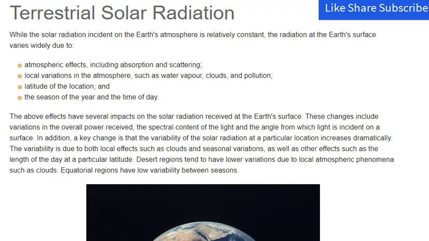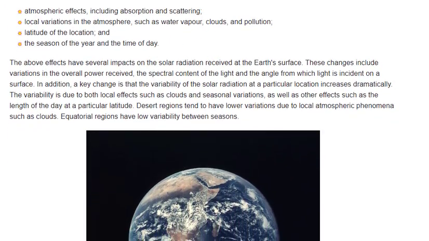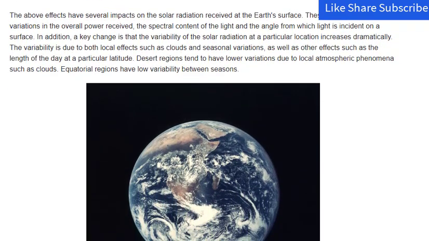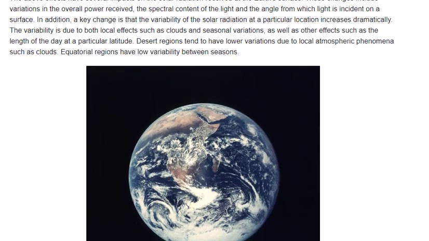Let's start. Terrestrial solar radiation. While the solar radiation incident on the Earth's atmosphere is relatively constant, the radiation at the Earth's surface varies widely due to atmospheric effects, including absorption and scattering, local variations in the atmosphere, such as water vapor, clouds, and pollution, latitude of the location, and the season of the year and the time of day. The above effects have several impacts on the solar radiation received at the Earth's surface. These changes include variations in the overall power received, the spectral content of the light and the angle from which light is incident on a surface.